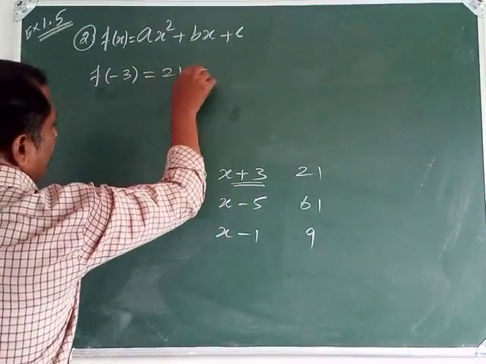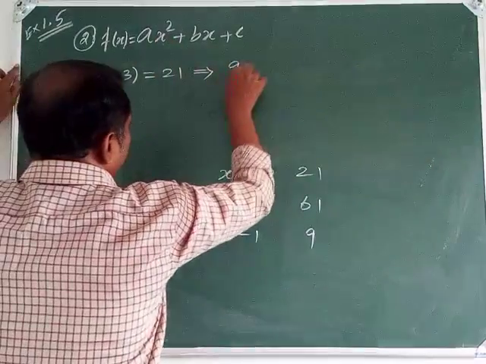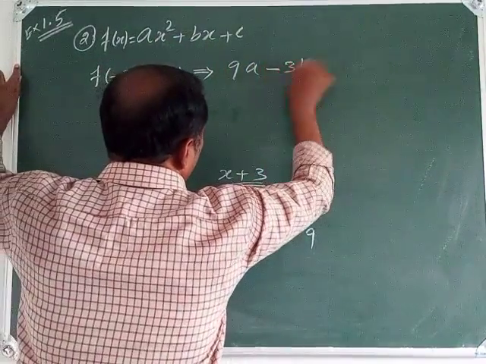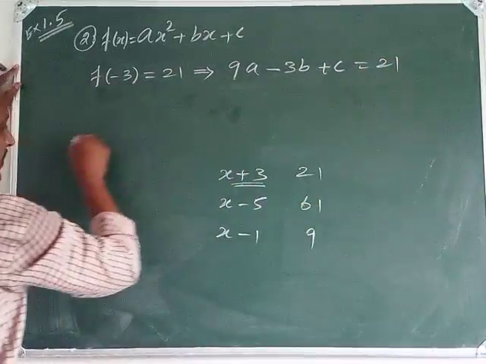This implies, substituting x is equal to minus 3: minus 3 squared is 9a, and then minus 3 into b is minus 3b, plus c. This answer is equal to 21. We get the first equation.